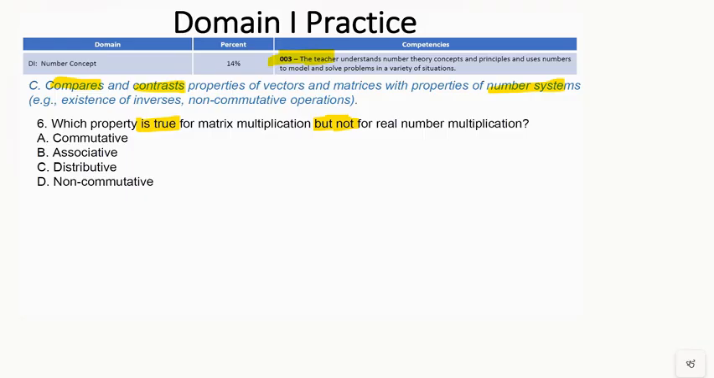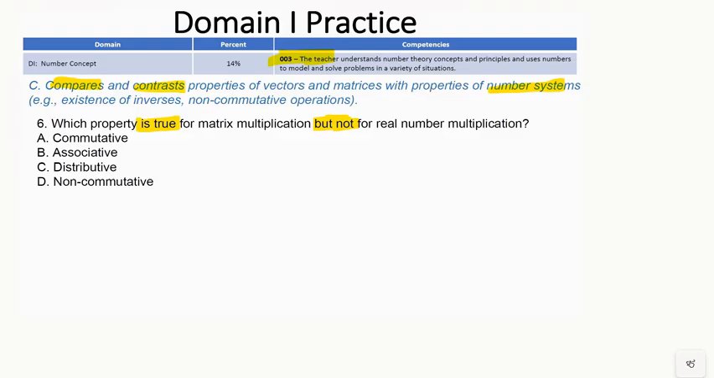These are the things that are sometimes confusing, but just focus on the negative word. It tells you that the answer is the one that is not true. Your choice is what? Non-commutative? That's the right answer, letter D.